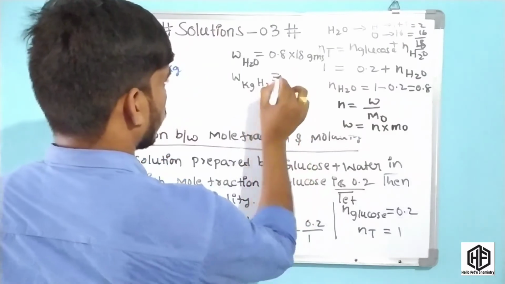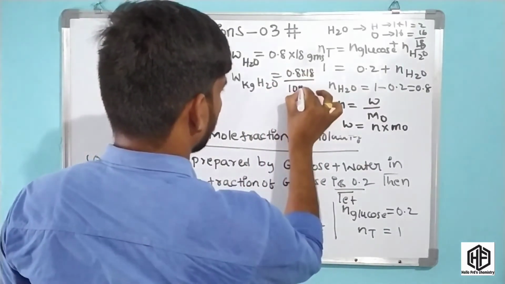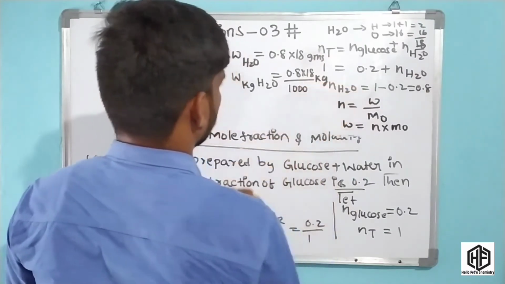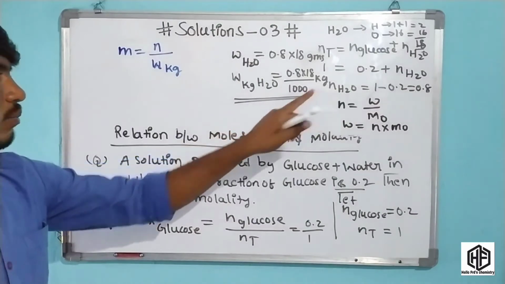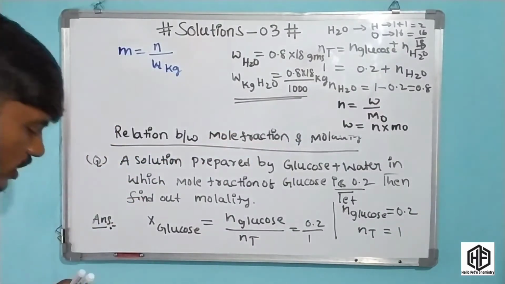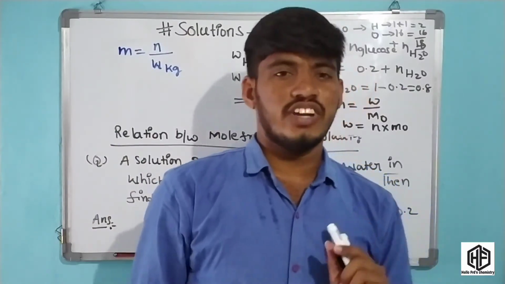Now we have to convert it to kg. This is 0.8 into 18 by 1000, which is the weight of water in kgs. Now what is molality, friends? Molality is the number of moles of solute per kg weight of solvent.